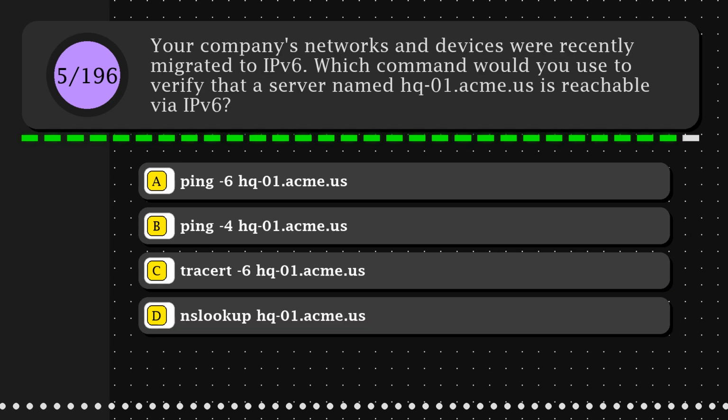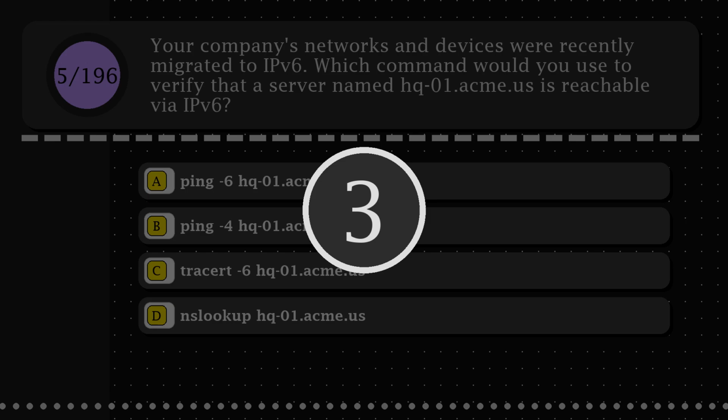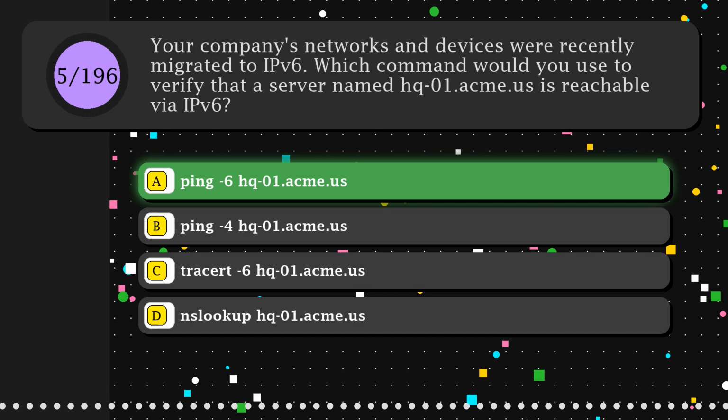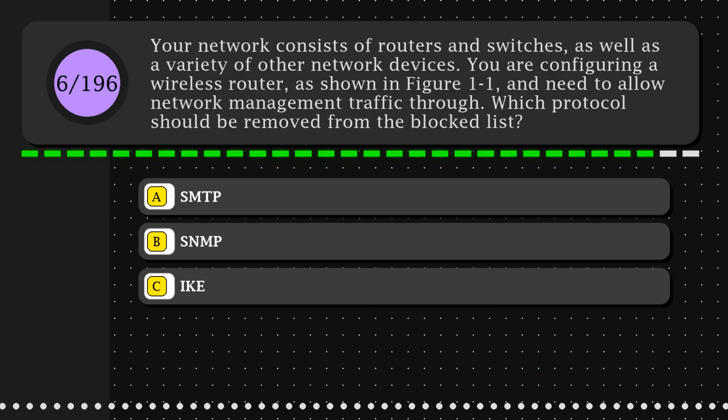Question 5. Your company's networks and devices were recently migrated to IPv6. Which command would you use to verify that a server named hq-01.acme.us is reachable via IPv6? Option A, ping -6 hq-01.acme.us. Option B, ping -4 hq-01.acme.us. Option C, tracert -6 hq-01.acme.us. Option D, nslookup hq-01.acme.us. The correct answer is option A, ping -6 hq-01.acme.us.